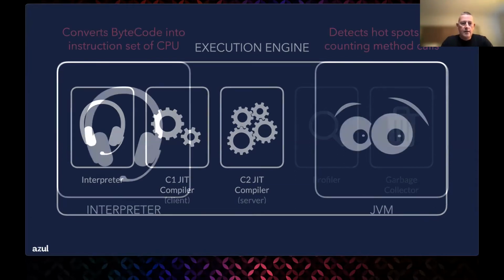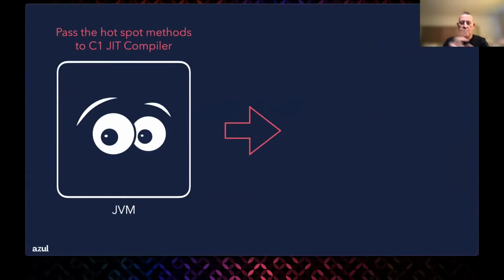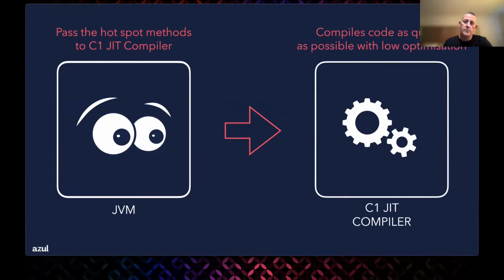So we have the code from the class file in the execution engine. The first thing that happens is the interpreter takes the code line by line and converts it into the instruction set of the CPU. The JVM is watching that and counting method calls in this code. Once a specific threshold is reached, it will take the code and pass it to the C1 JIT compiler. This C1 JIT compiler compiles code very quickly into native code, but with low optimization.